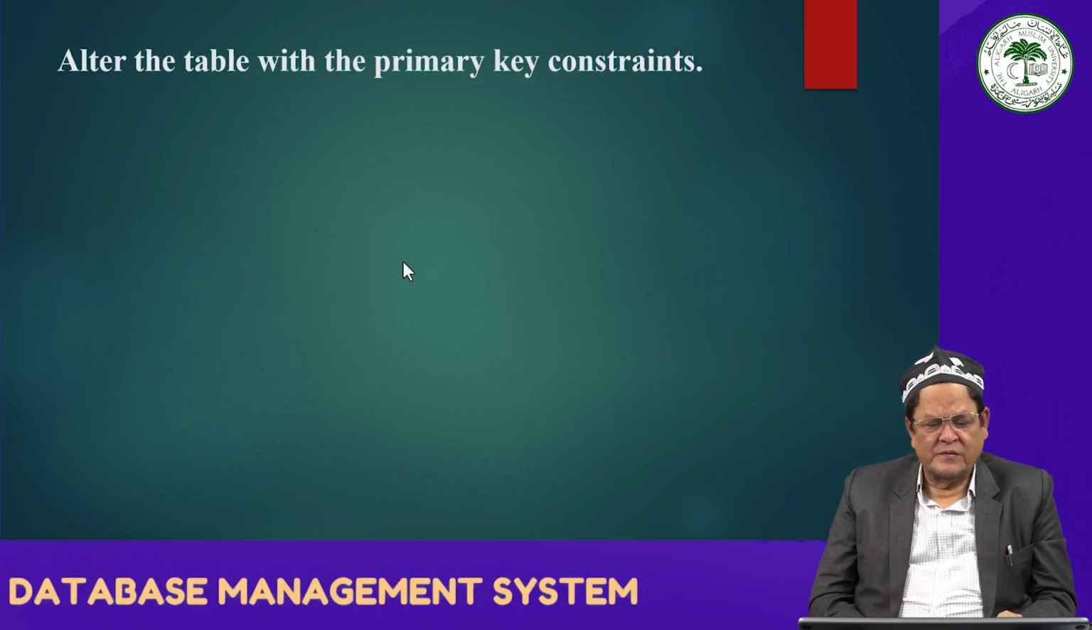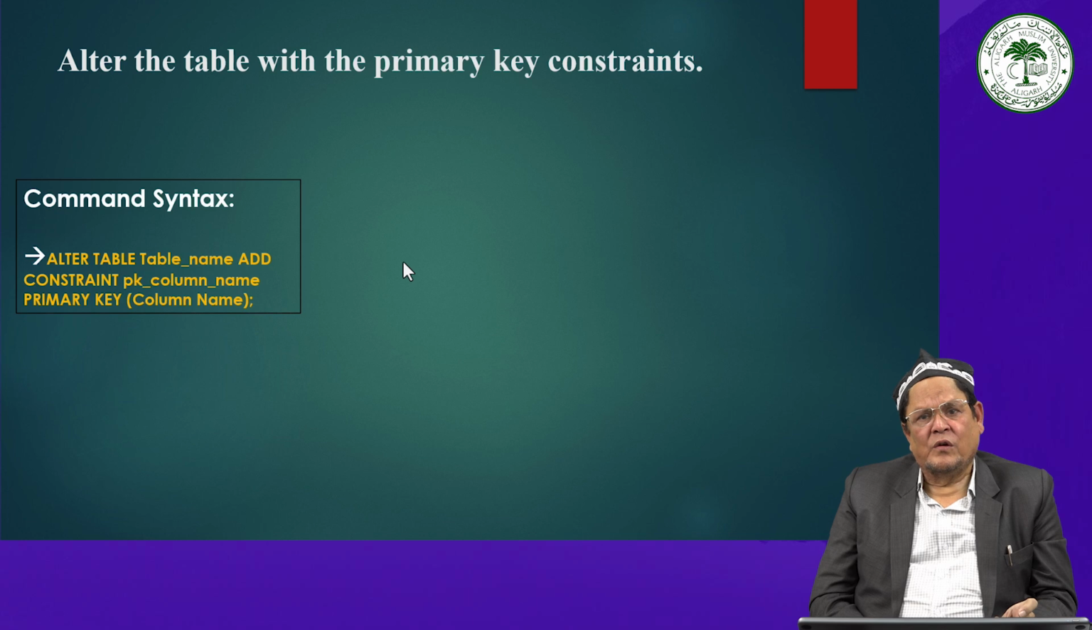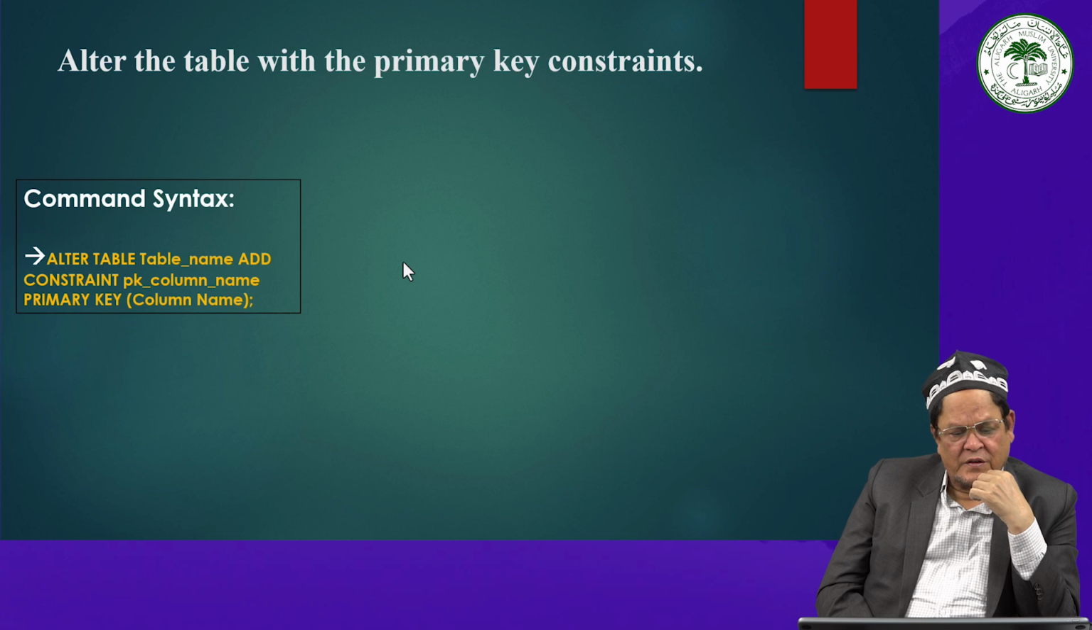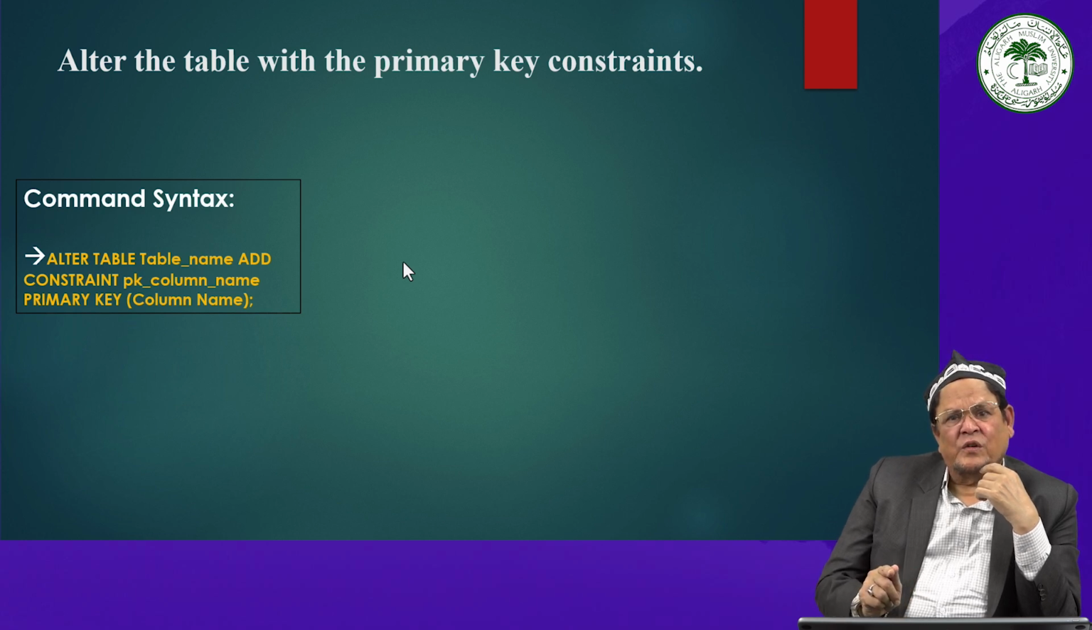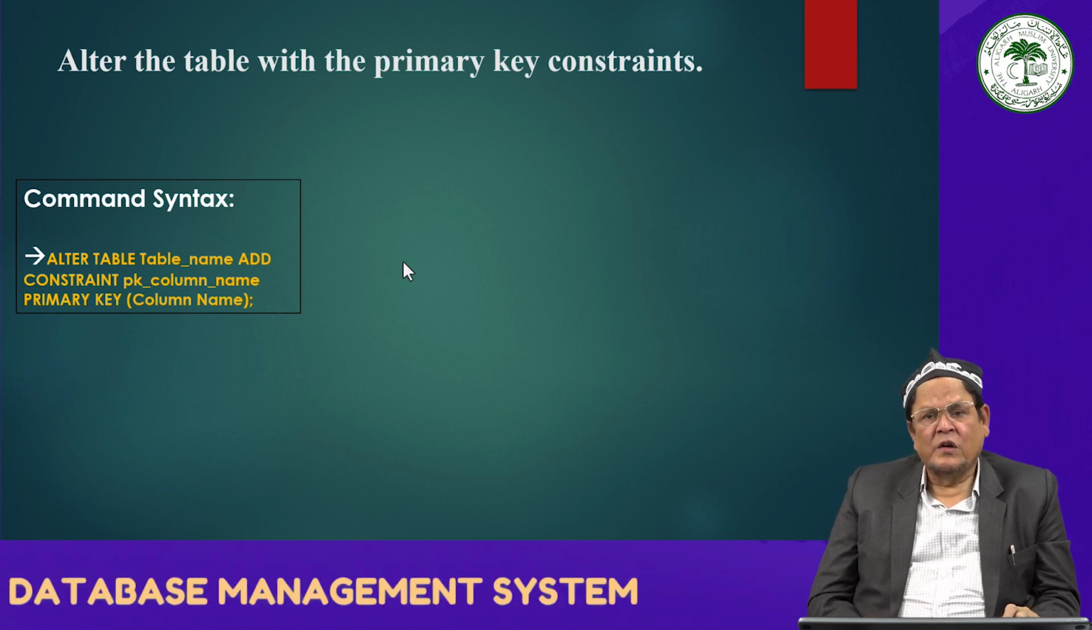The next is, if you want to add a primary key constraint, if you want to add some constraints on your keys, for that you have to alter. The command syntax is alter table name. You have to write alter table, table name, add constraint, pk underscore column name. Then you have to write primary key. You can see on the screen. Within bracket, you have to write the column name.